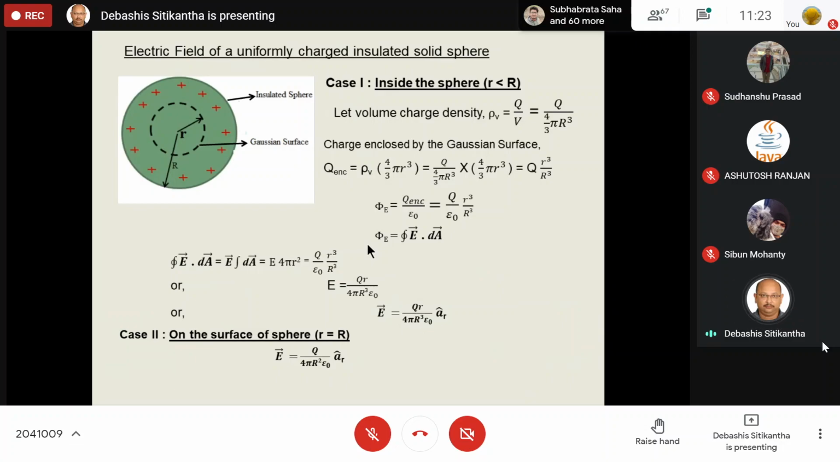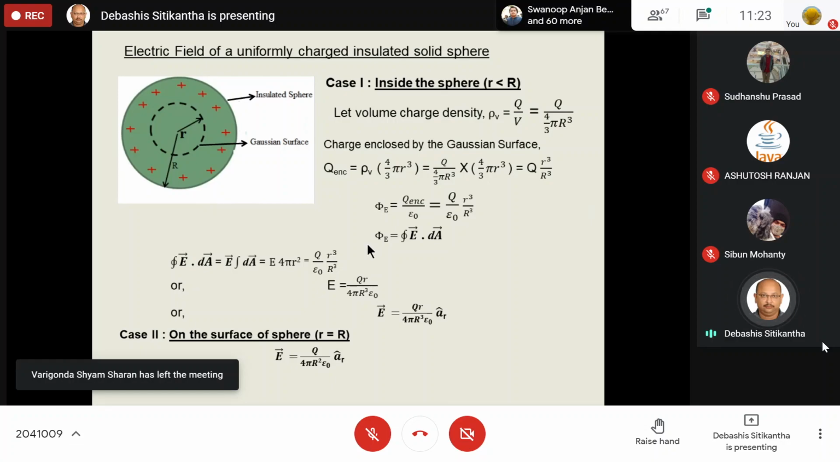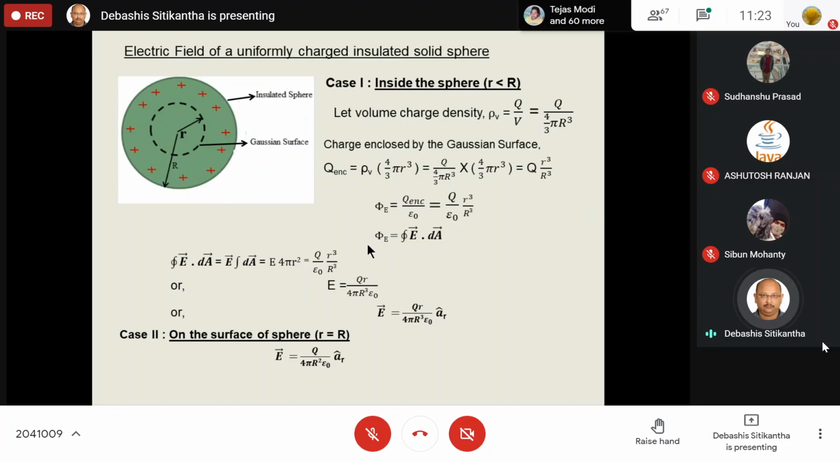That is the electric field of a uniformly charged insulated solid sphere. So when I am talking about a solid sphere, what does it mean? That means the charge inside the sphere, it is not hollow. It consists of the same material throughout the entire volume of the sphere. And another important thing that is written is insulated.